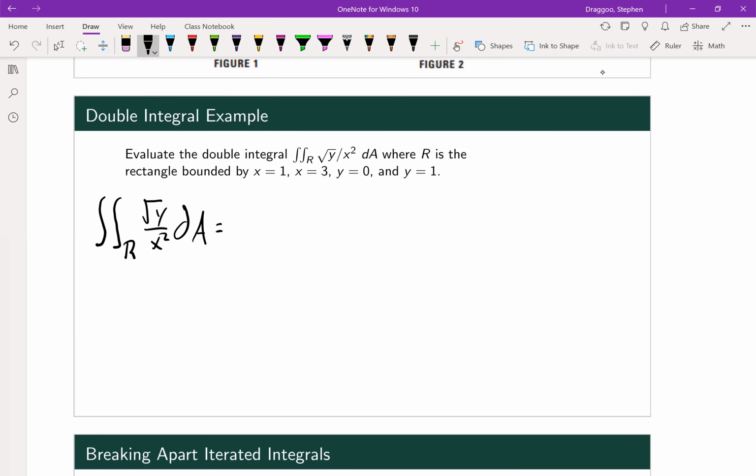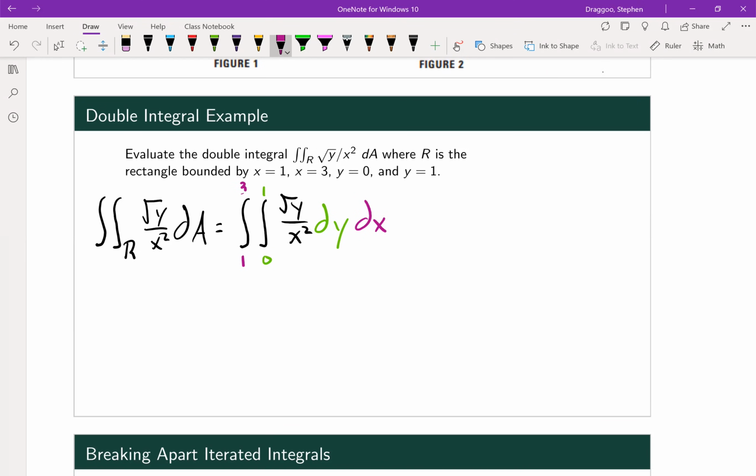The theorem we just looked at said that we can split this up into a set of iterated integrals, where x will go from 1 to 3, y will go from 0 to 1, and we'll keep that same function, square root of y over x squared. We'll want to do dy and then dx. Or again, we just want to make sure that those bounds and the integrating factors match up.